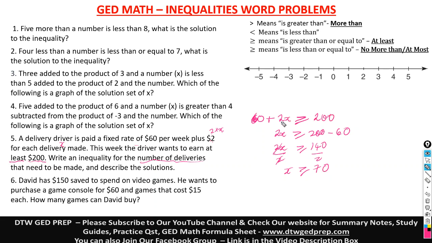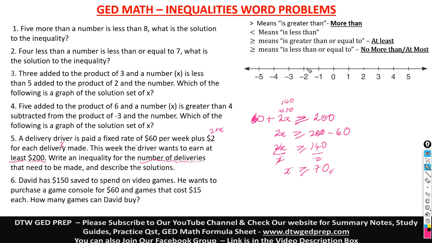And we can check it here. So 2 times 70, okay, that gives us what? 140. And 60 plus 140 gives us what? 200. So we are correct. Are you with me? So he must make 70 deliveries to be able to make $200 per week. So this is our answer.